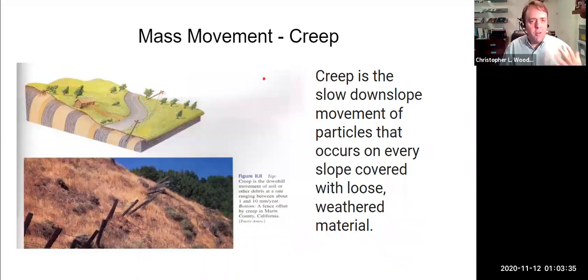Creep is very similar, but it's slow movement. So you can see in the diagram here where the electrical poles are kind of sideways, and you can see here in the fence where it's kind of sideways, where they were put up straight. Creep is that slow downslope movement, whereas a slump is much faster.